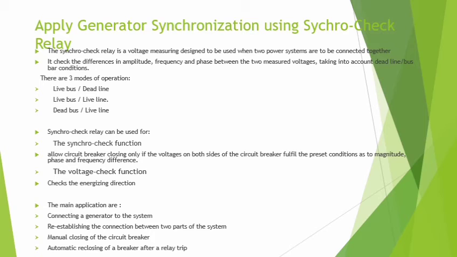The main applications of this synchro check relay are, first, connecting a generator to a system. Second one is establishing the connection between two parts of the system. The third one is manual closing of the circuit breaker. And the fourth one is automatic reclosing of a breaker after a relay trip.